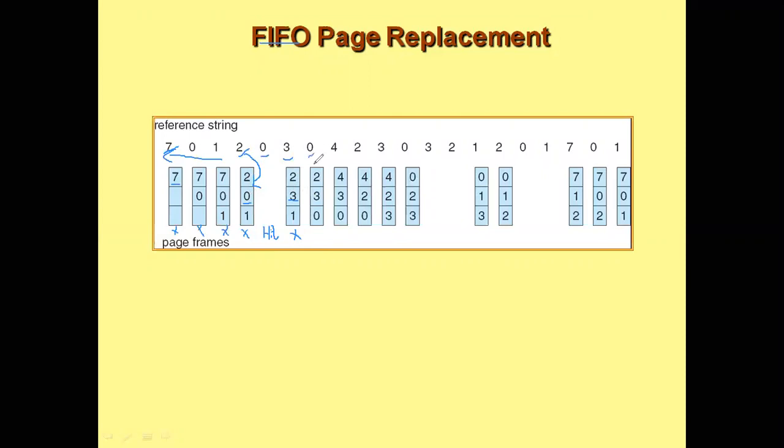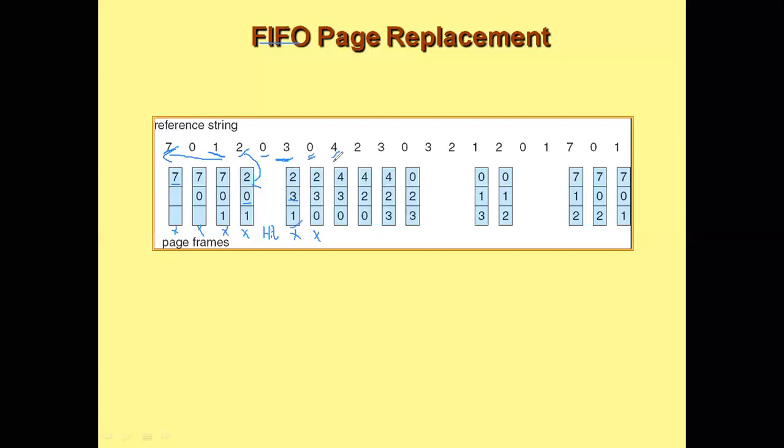Now coming to 0. Is 0 present here? 2, 3, 1? No. So it's a page fault, 0 is missing. Now you should decide where 0 will come and sit. Which one should you replace? 3 you cannot replace because it was recently used. What about 0? 0 is not to be considered. 2 was used a little recently, and 1 was the one which came right before, that is the first one to come. So you have to write 0 in the place of 1.